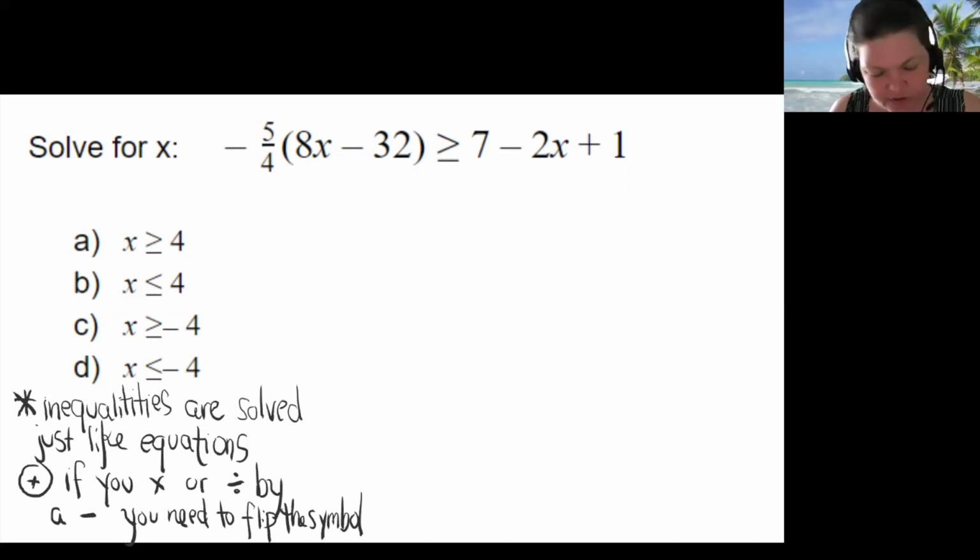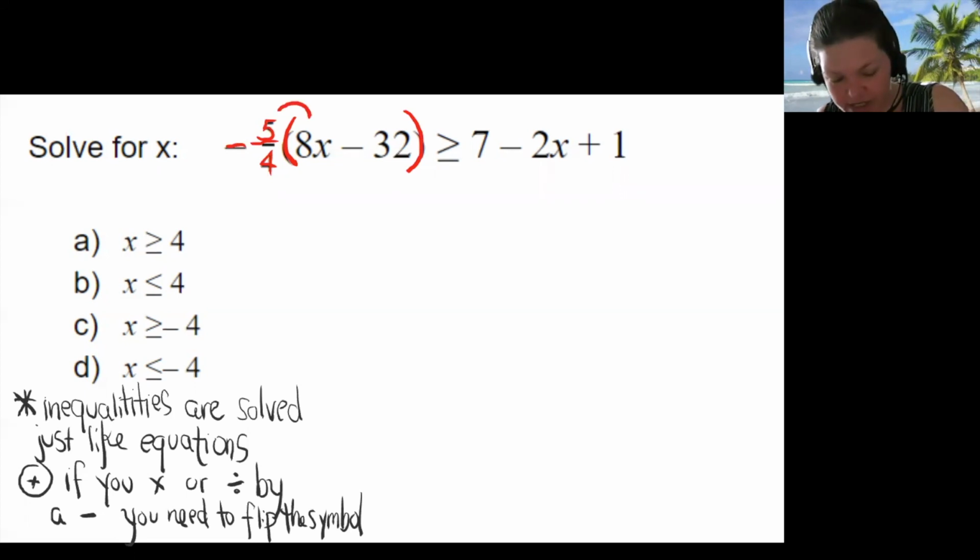So many students are so intimidated by fractions that they just see one and freeze up. So if that's you, don't feel bad. But what Manal's noticing is that 5/4 is shoved up against that parentheses. As gross as it is, multiplying. And you can use your GED calculator if you need to, but we need to do -5/4 times 8x.